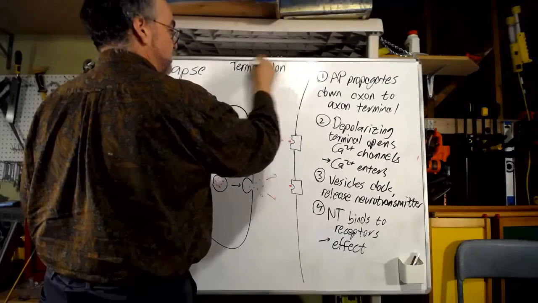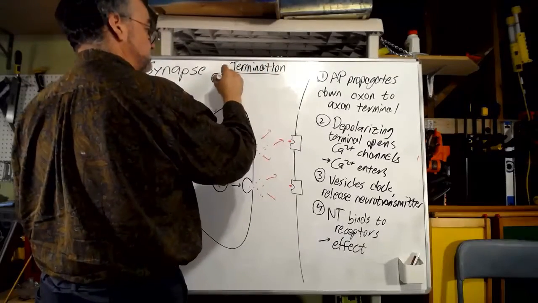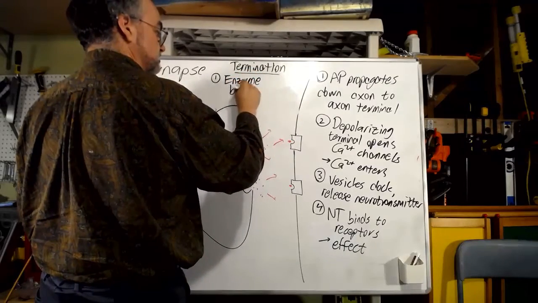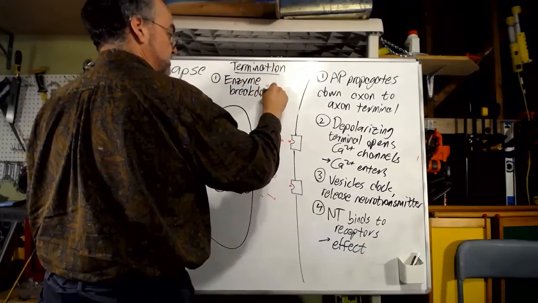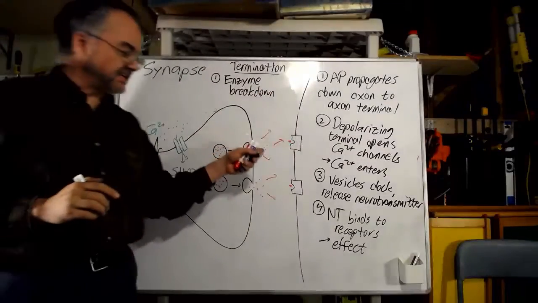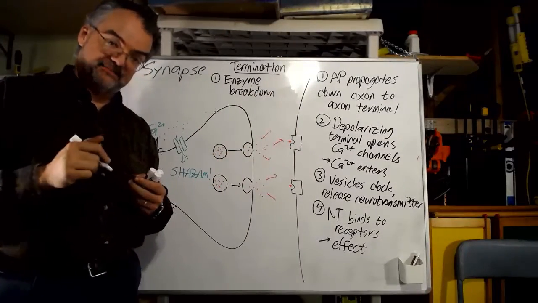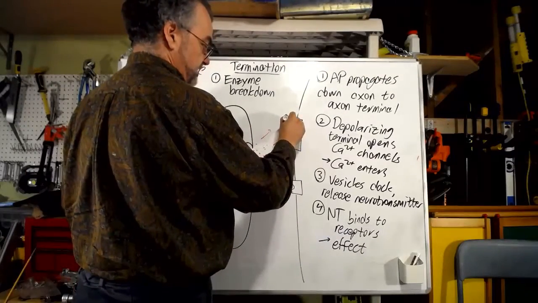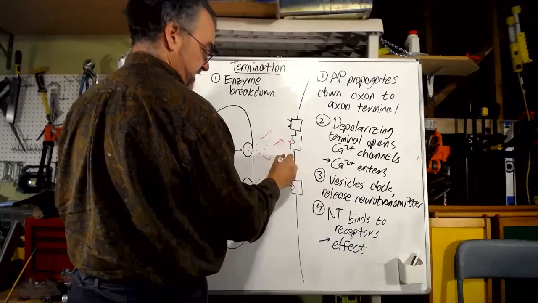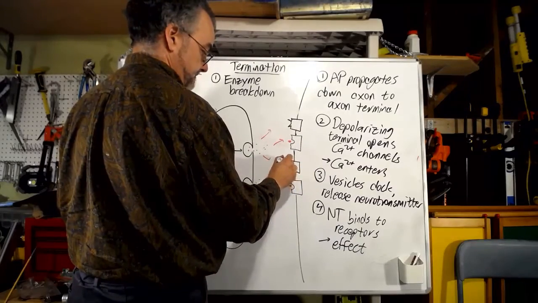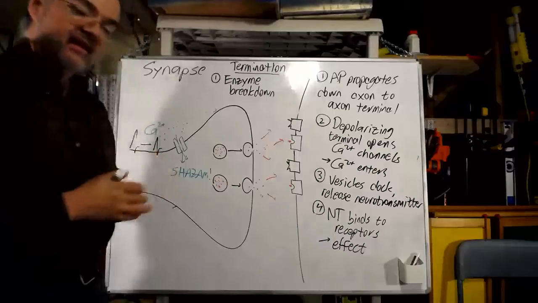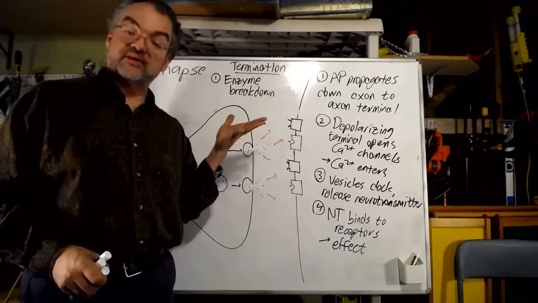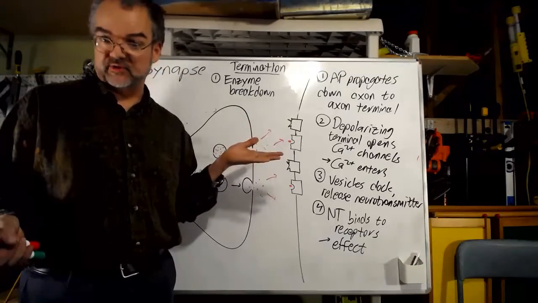There's two main ways of doing that. The first is that I can break down the neurotransmitter with an enzyme. Sometimes what we have is an enzyme here on the postsynaptic cell. And when the neurotransmitter binds to the enzyme, it gets broken down. So it's no longer a useful neurotransmitter.